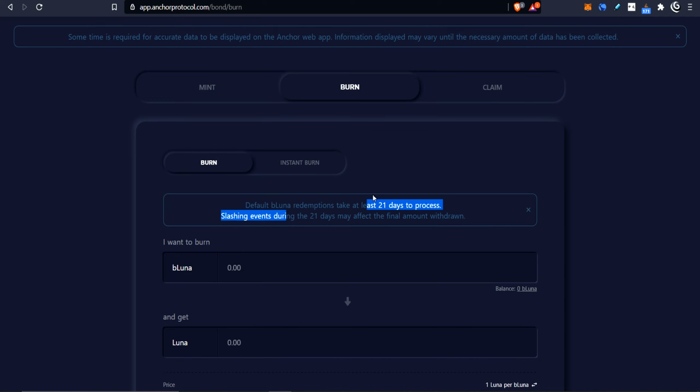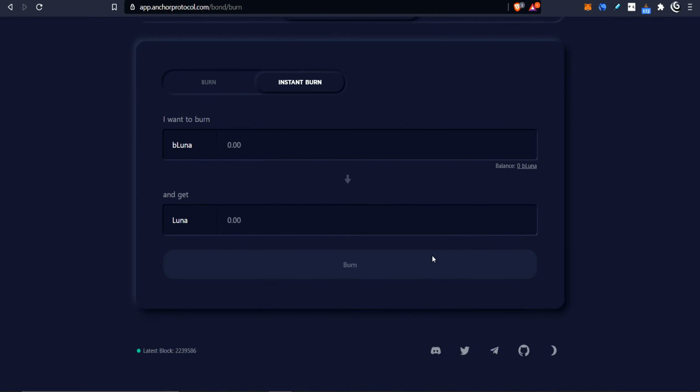As you can see, it takes 21 days. So this is not something you want to do if you need the money tomorrow. Don't do this with your rent money. Do this with money that you don't mind leaving here for quite some time. You could use instant burn. I haven't looked into this very deep, but I assume that it's going to have a cost to do so. It's not going to give you 1-to-1.